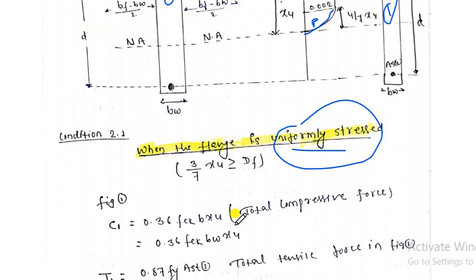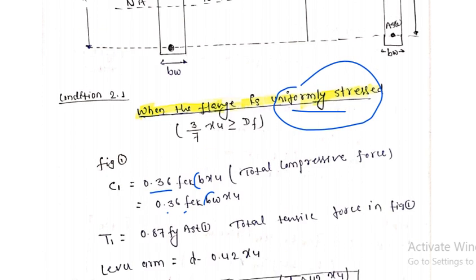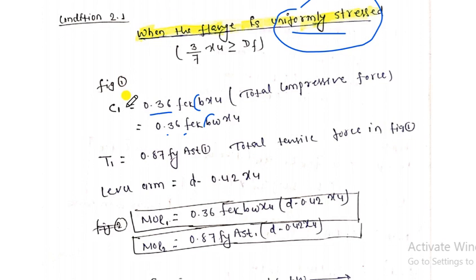So 0.36 FCK is the stress and B XU is the area. Here B can be written as BW because we are calculating for the web. Most of the students are doing this wrong here only. Always remember that if you are analyzing a flanged beam for the web, then we must substitute BW instead of BF. So 0.36 FCK BW into XU is the total compressive force for this figure 1.